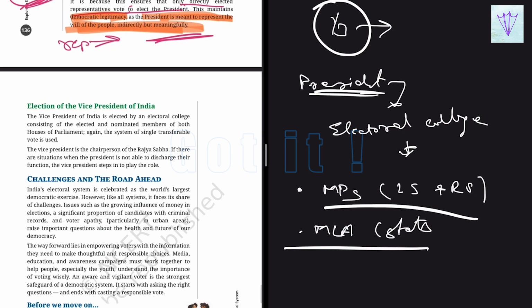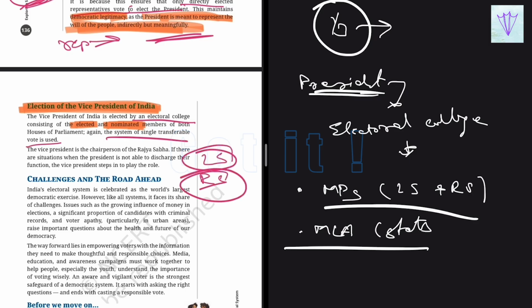And next, we'll move into the election of the Vice President of India. So the Vice President of India is elected by an electoral college consisting of the elected and the nominated members of both houses of parliament. Again, the system of single transferable vote is used. We can see that the Vice President is elected both by the elected as well as nominated members of both houses of parliament, both houses in the sense Lok Sabha and the Rajya Sabha. Both nominated and elected members will vote for the Vice President.